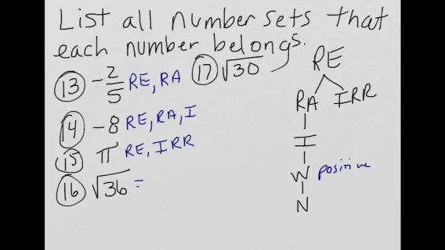Now, the square root of 36 is 6, and now we need to see what sets 6 belongs to. So 6 is real. If it's real, then we have to decide rational or irrational. It's rational. Then we need to check integer. It is an integer. It is a whole. And it is a natural. Square root of 30. The square root of 30 goes on, doesn't end, so it is real, and it is irrational.